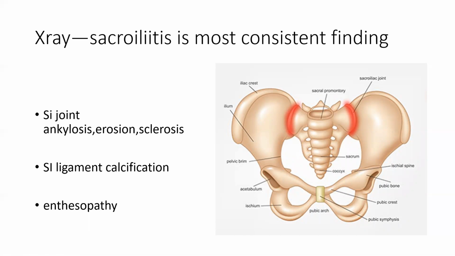Okay. So what all is there in sacroiliitis? Obviously there is enthesitis, enthesopathy, and calcification here. Then you have all the characteristics of arthritis. Okay, so ankylosis, erosion, sclerosis. These are all the characteristics of arthritis: erosion, sclerosis, and ankylosis. Okay?